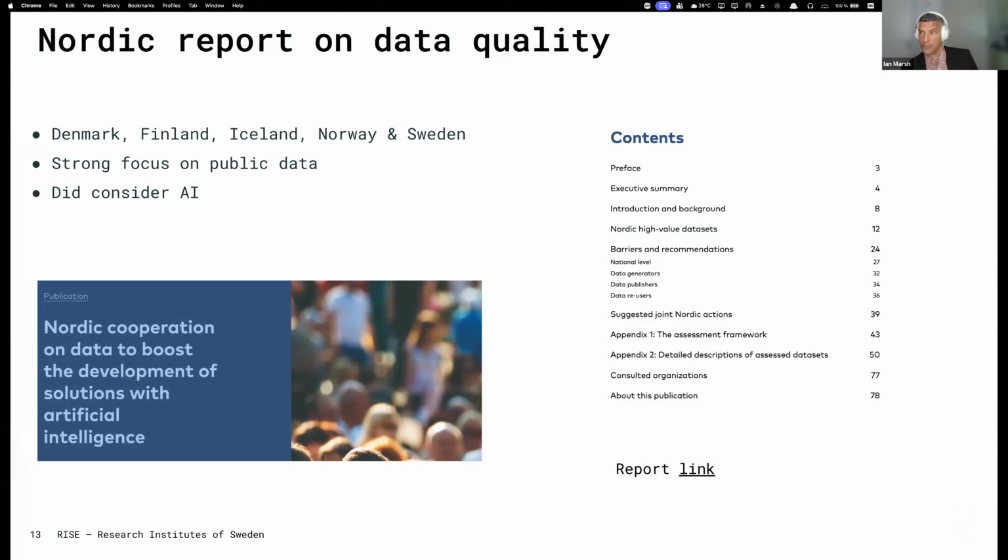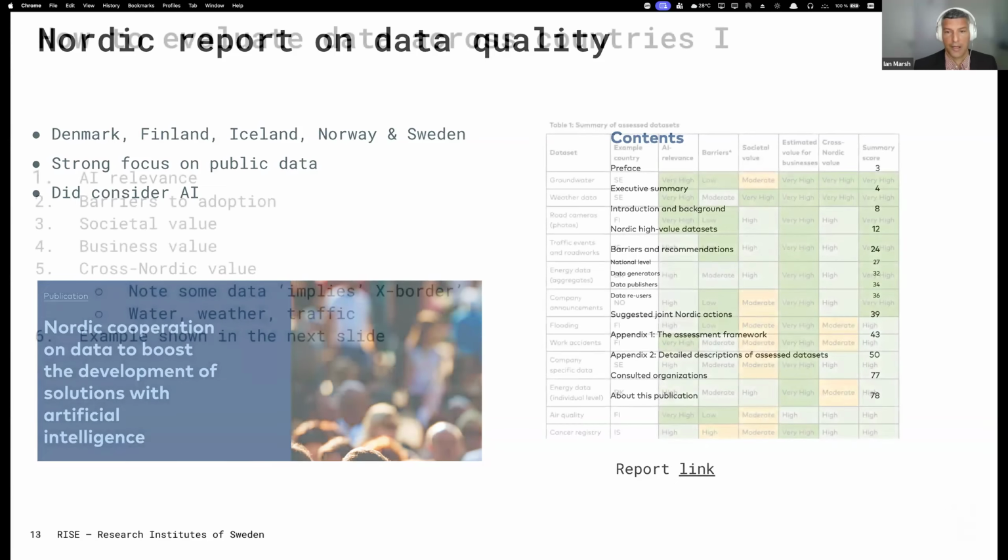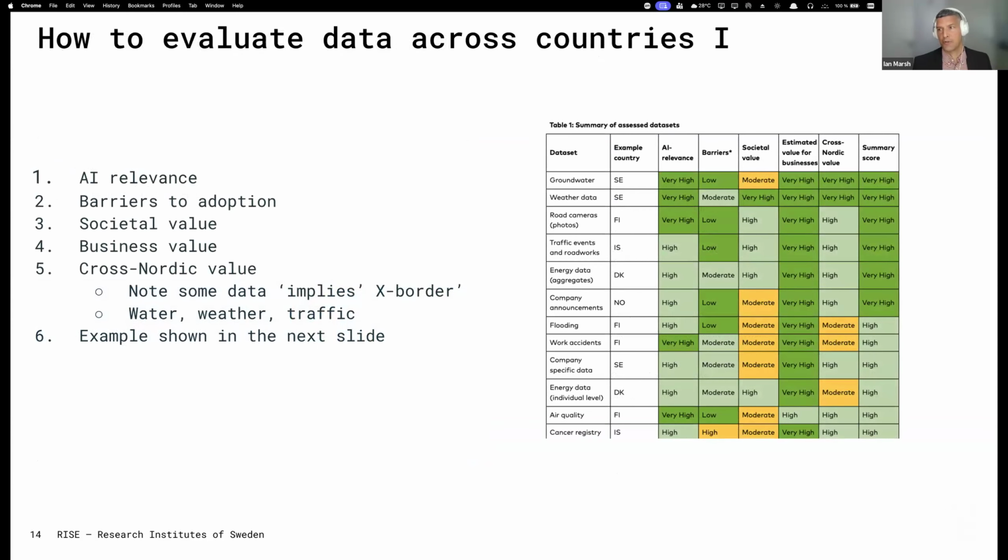The countries are landlocked more or less, except Iceland. And we looked at, for example, the barriers to adoption. We looked at the AI angle, which I've mentioned, and were a little bit stronger on the recommendations. There are links in the presentation, and I'm more than happy to share both reports here. Just as a small example from the Nordic case, and I will come back to the comparison in the next slide: where is the data relevant?